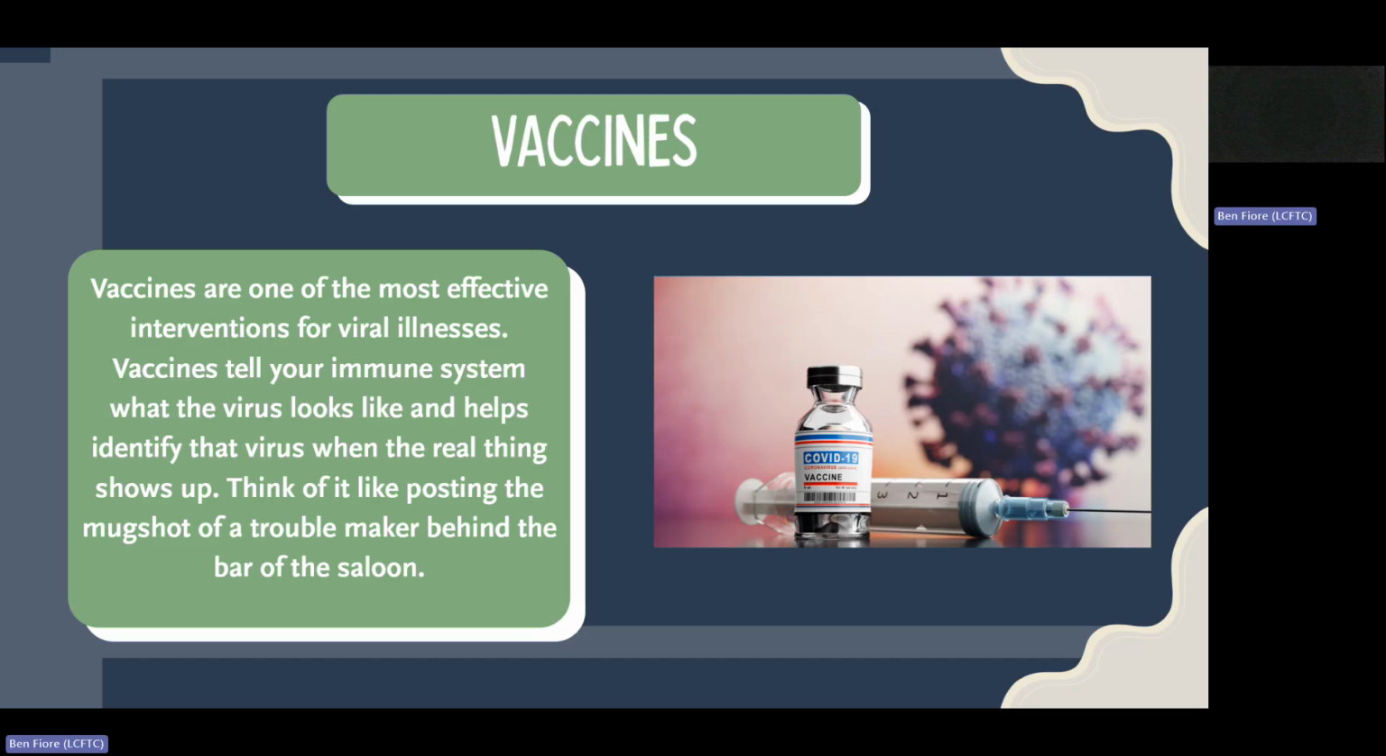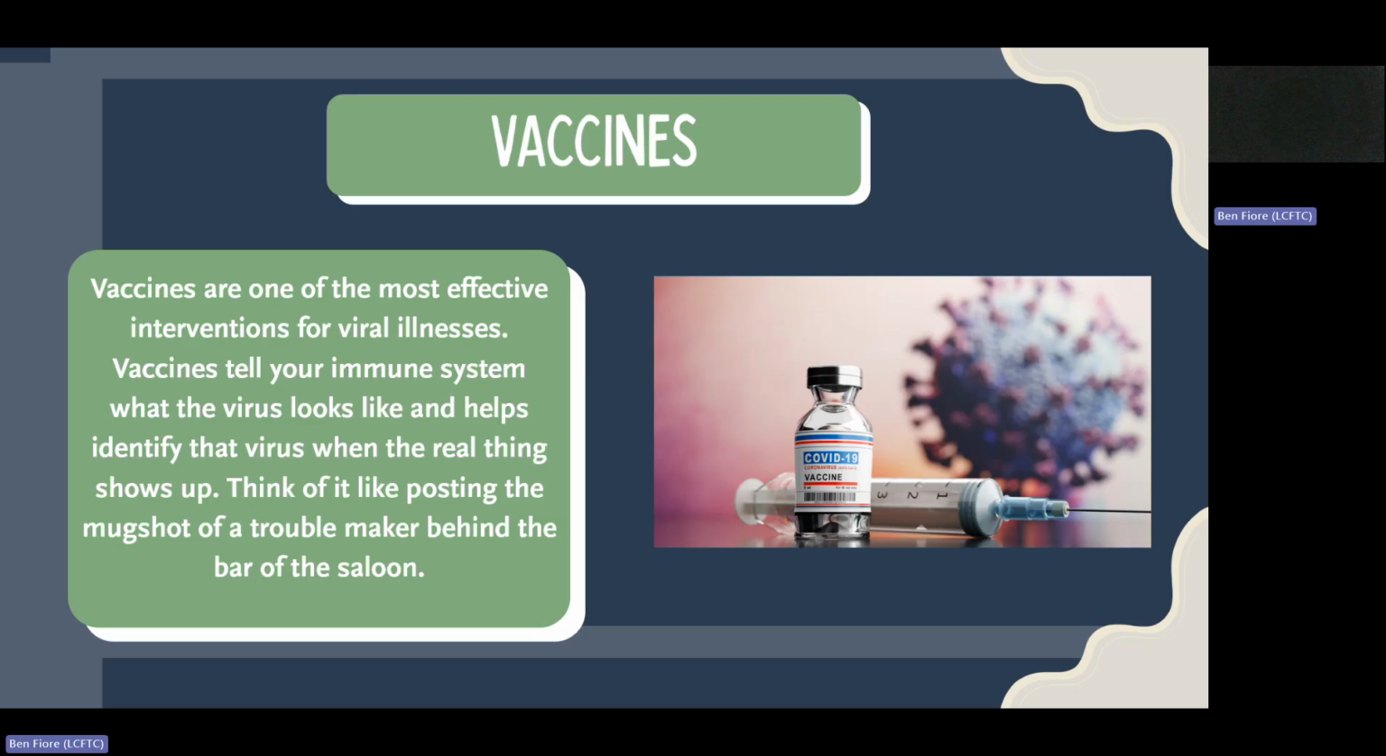Vaccines are our best equivalent to antibiotics, but in a viral sense. Now, granted, vaccines are prevention, not treatment. Like I had just said, vaccines are one of our most effective interventions for viral illnesses. Vaccines essentially tell your immune system what the virus looks like and help identify the true virus when it shows up. Think of it like posting the mugshot of a troublemaker on the bar of a saloon.